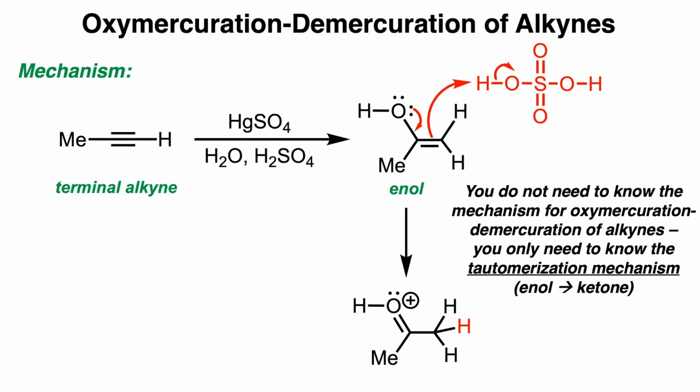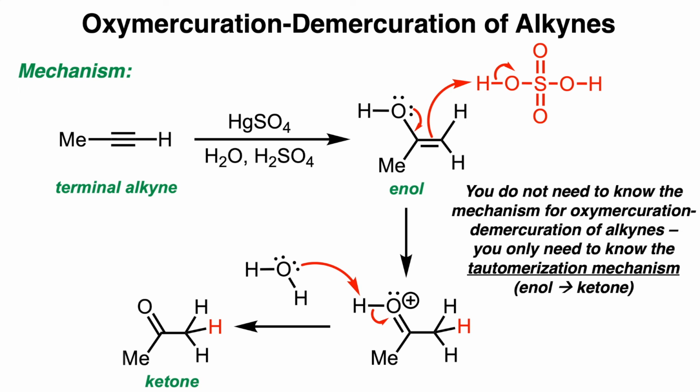Then a water molecule comes in and the arrow starts from the lone pair of electrons on oxygen to grab the hydrogen atom connected to the positively charged oxygen atom. Then the OH bond forms a new lone pair of electrons onto oxygen. From here, you form the ketone product.